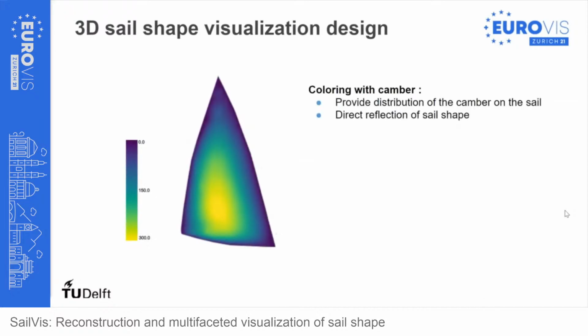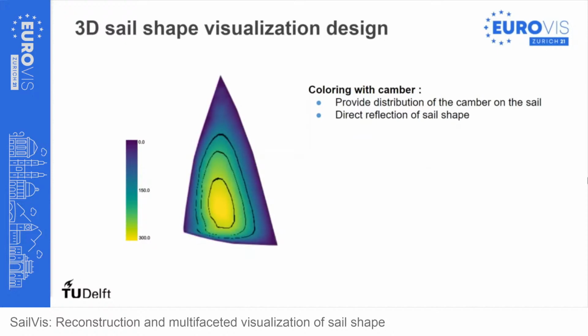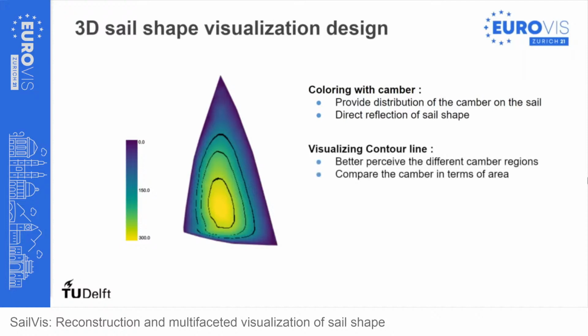It is important to understand the spatial distribution of the camber on the cell, as it gives important clues if a training is appropriate. So we color-code each mesh vertex according to its camber value to provide this spatial distribution. In addition, it enables sailors to view the camber in a direct and intuitive way. In order to better perceive the different camber regions, we draw contour lines on the color-coded cell shape. It enables the comparison of cambers in terms of area between different cell shapes.